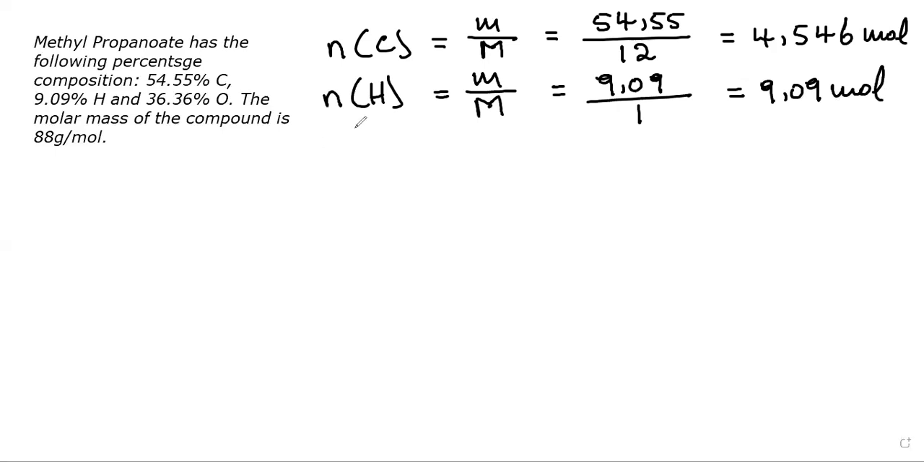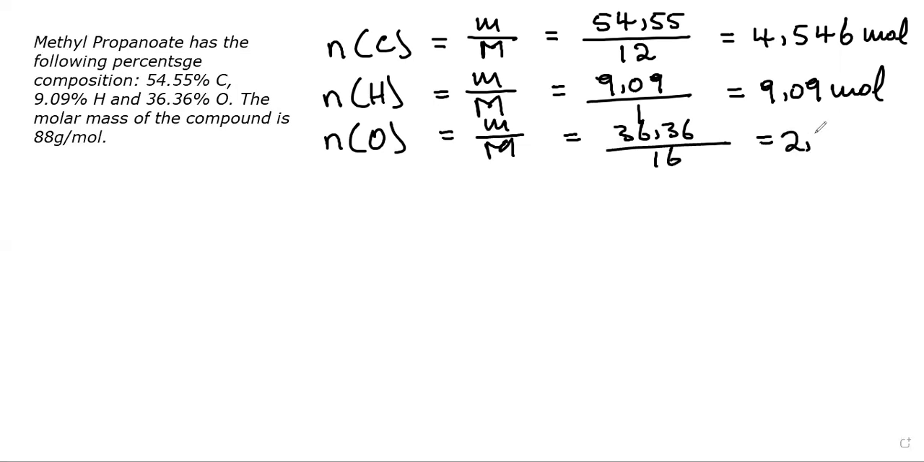Then from here, we must find the number of moles of oxygen. It's still the mass divided by the molar mass. So the mass of oxygen is going to be 36.36 grams. And the molar mass from the periodic table is just going to be 16. So let's see how much we get if we put it into the calculator. It's just going to be 2.273 moles.